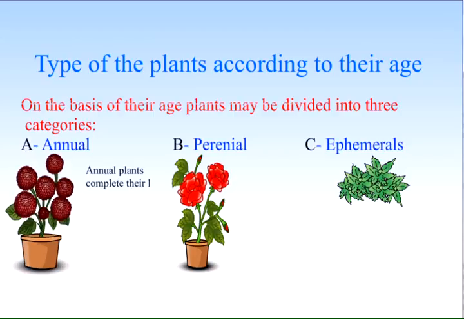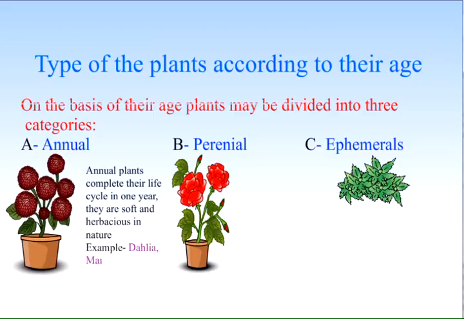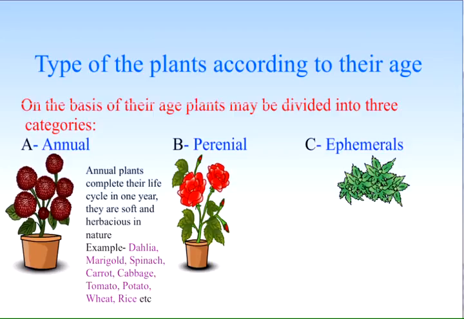Annual plants complete their life cycle in 1 year. They are soft and herbaceous in nature. Example, dahlia, marigold, spinach, carrot, cabbage, tomato, potato, wheat, rice, etc.